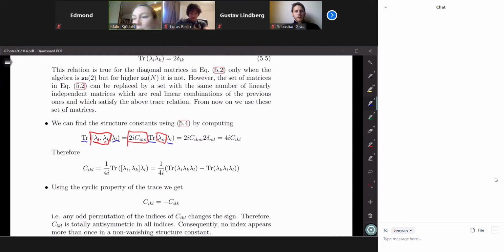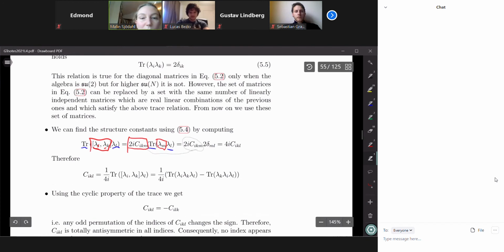Now taking the trace on this side here, I see of course that my factors are just pulled along, and then I had chosen my lambdas such that they were orthogonal. So I had chosen trace of lambda_i lambda_k to be 2 delta_ik. So in this case I obtain delta_ml because I have m and l here. So identifying m and l, I have 4i c_ikl.